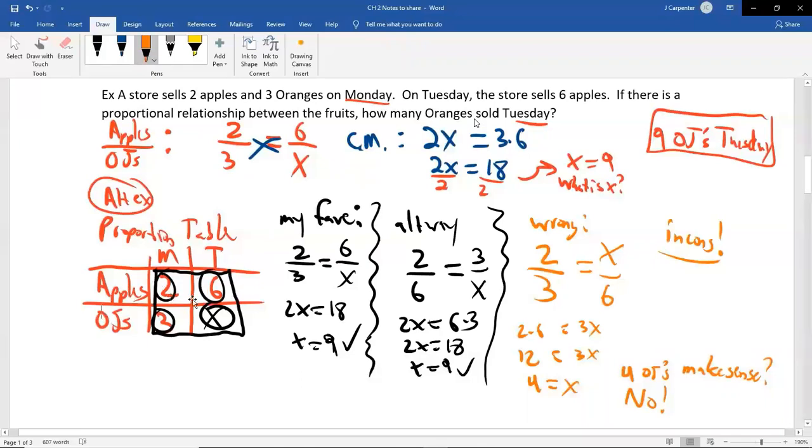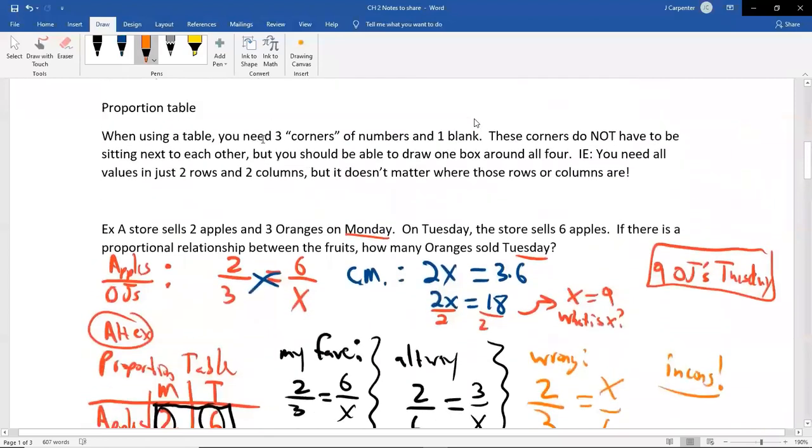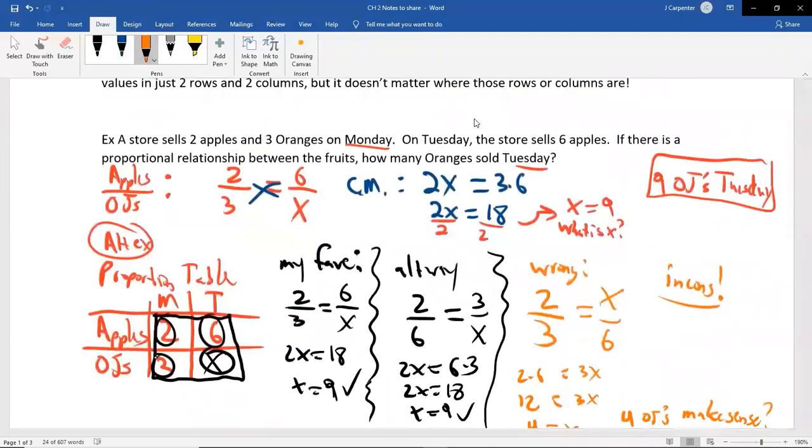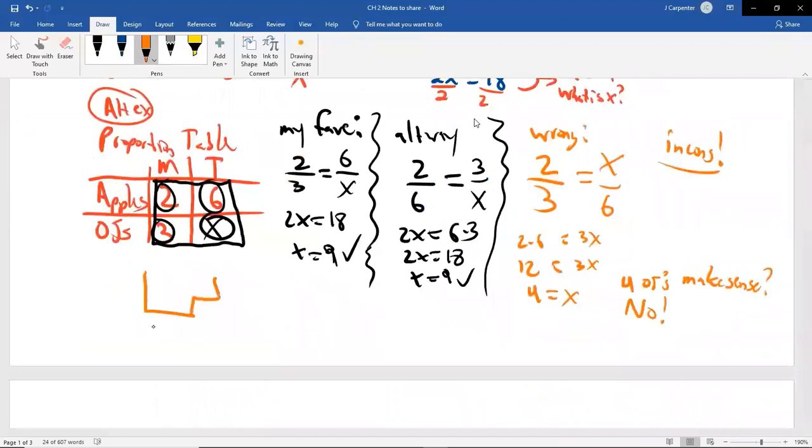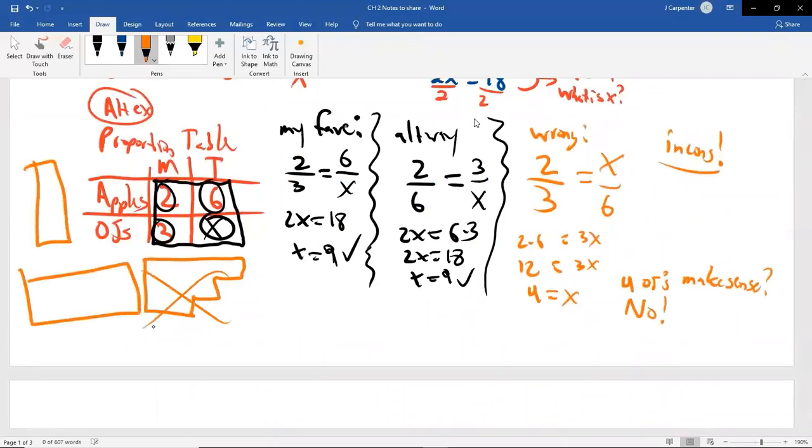So this was a simple proportion table because there were no gaps. Again, these instructions say these corners do not have to be all sitting next to each other as long as you can draw that box around 4 corners where 3 of them have numbers. Now, when I say box, I mean a box. I don't mean something that looks like this. That's not what I mean. You have to draw a rectangle. It can be a tall rectangle, it can be a wide rectangle, it can be a perfect square, but you can't zigzag. It has to be a quadrilateral box.